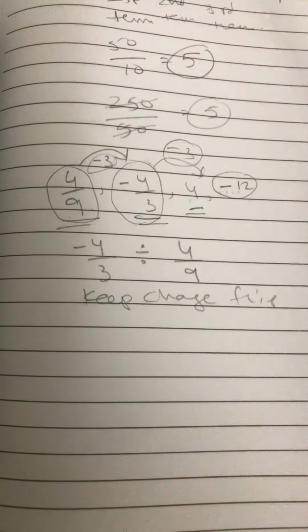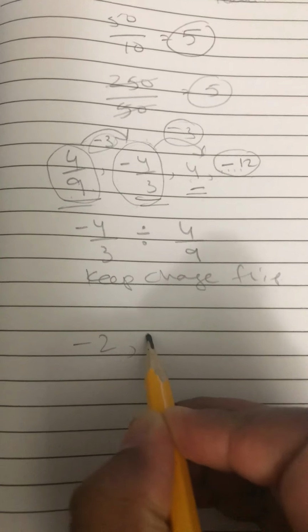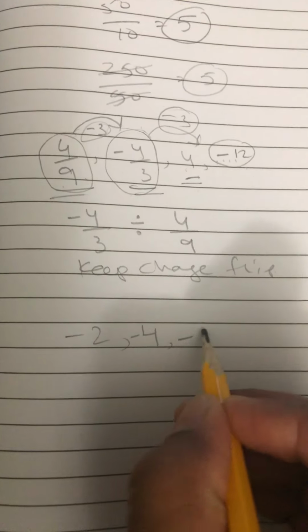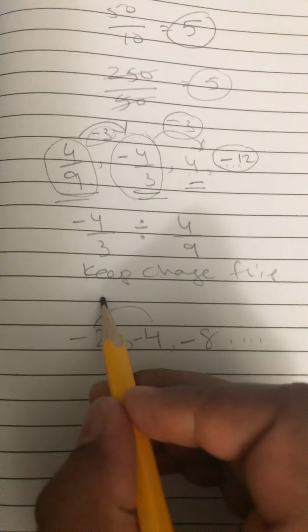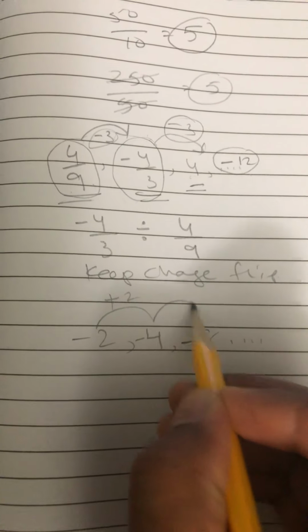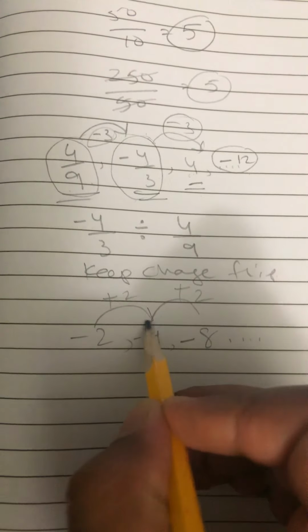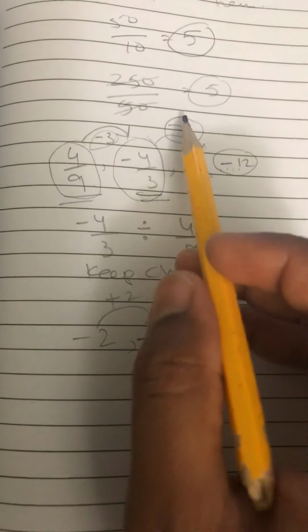Sometimes you have an all negative sequence. For example, negative 2, then negative 4, then negative 8, and so on. It means that I'm multiplying this 2 by positive 2, and then I'm multiplying this 4 by positive 2 again. So the common ratio is positive 2 because all of these are negative. But when the signs are switching, it means that my common ratio is negative.